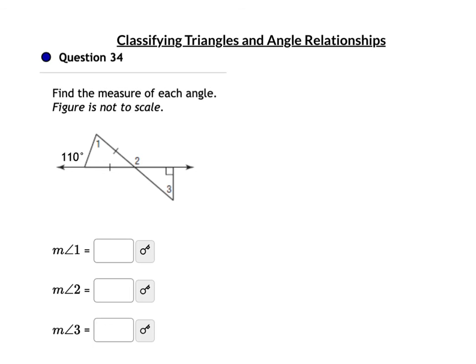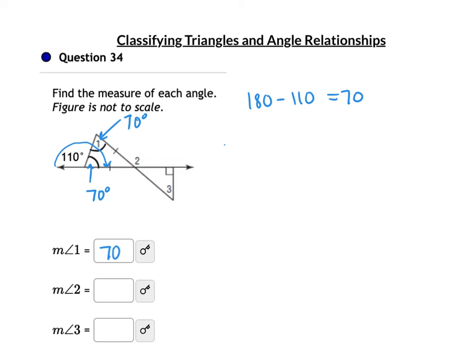On question 34, it'd be nice if the picture was a little bit bigger. But notice the isosceles triangle. This angle and this angle are the same angle. Well, I can see that I have a linear pair, 110, and the angle I've marked in black add to 180. So that means that 180 minus 110, that's 70 degrees, is that angle right there. And because this triangle is isosceles, angle 1 is also 70 degrees.